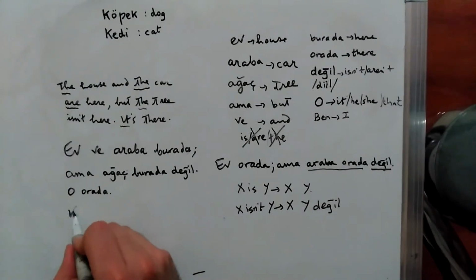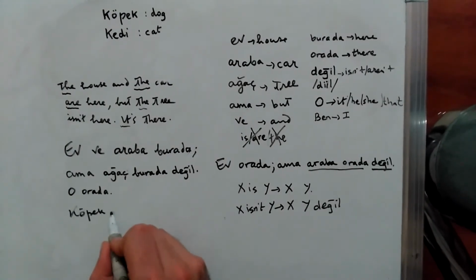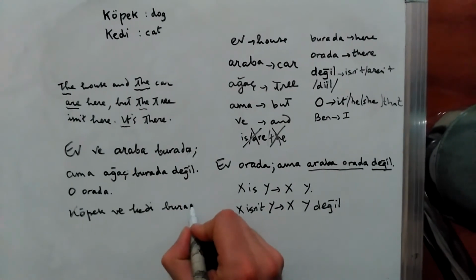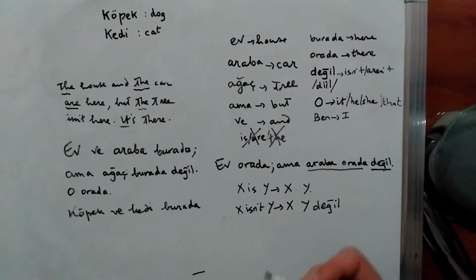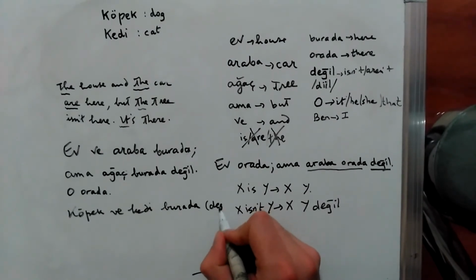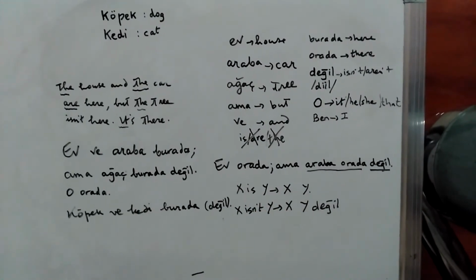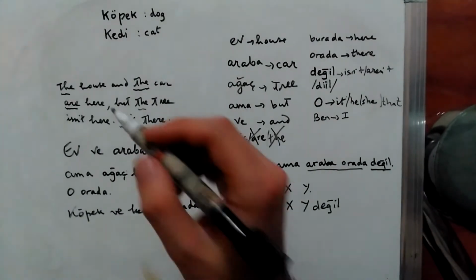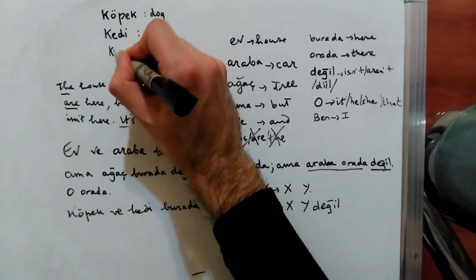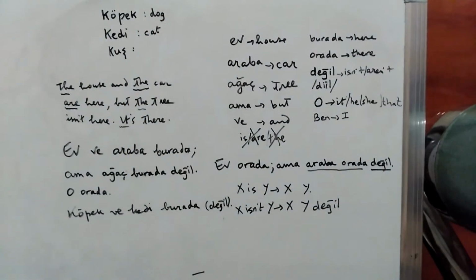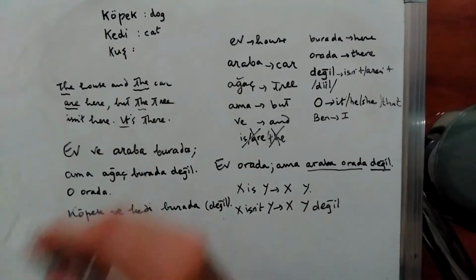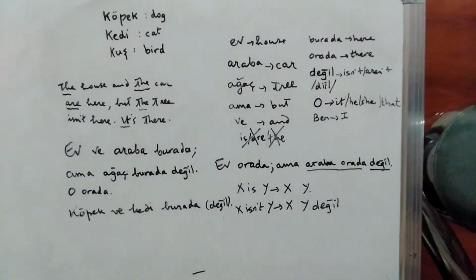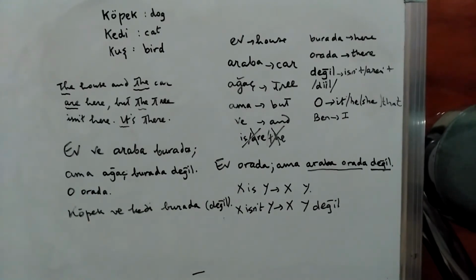The dog and the cat are here would be köpek ve kedi burada. If you want to say they're not here, you'll just add değil. Köpek ve kedi burada değil. They're not here. And one more word. Kuş. Kuş is a bird.